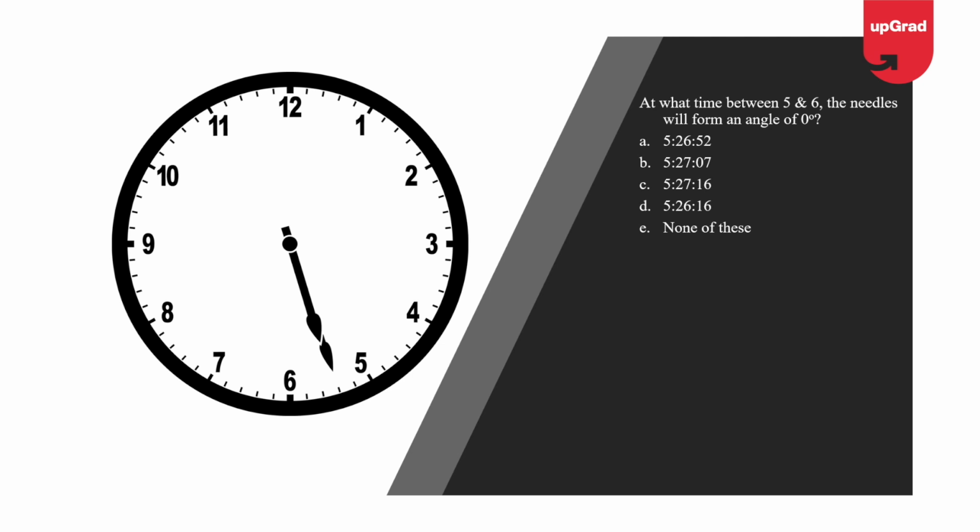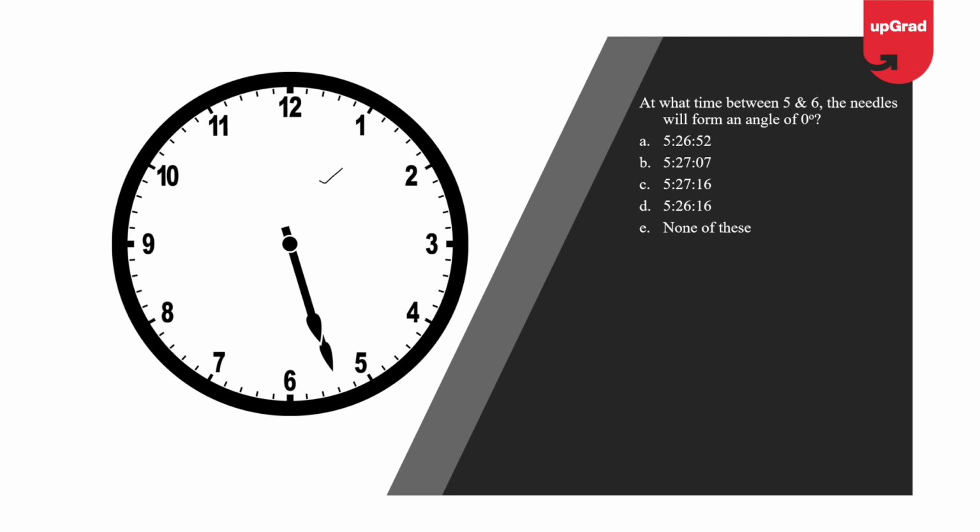At what time between 5 and 6 will the needles form an angle of 0 degree? Now you can see how close the options are. So therefore we cannot do guesswork here. We have to be absolutely sure in finding the answer. So how does a 0 degree look like? You can have a look at the diagram on the left hand side, which shows you how the needles overlap between 5 and 6. So we have to find out the exact time.